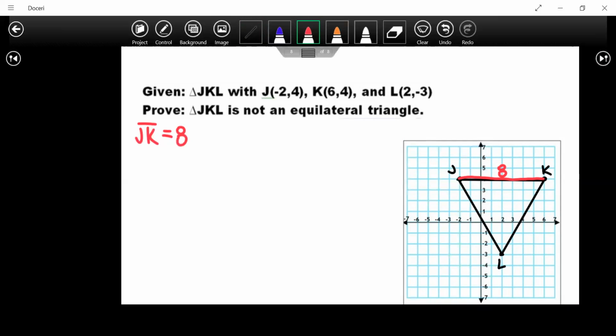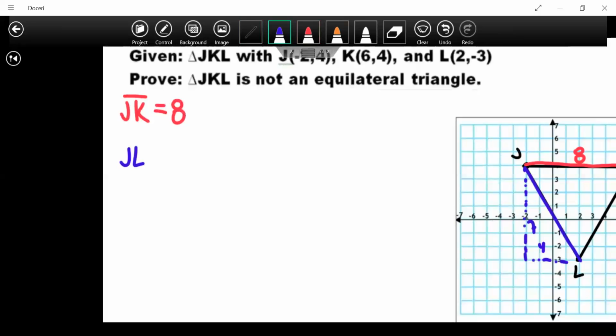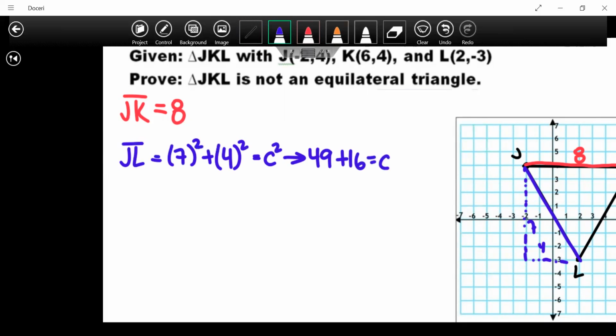We got to step up our game here. Got to be able to find the lengths of these this time. Okay, let's do JL. I'm going to go down how many? 7, over how many? So this is 7 and 4. So JL is going to be 7 squared plus 4 squared equals C squared. Adding them up together, we are going to get 65. Now, could someone tell me the decimal representation of this? What would C equal? 8.1.